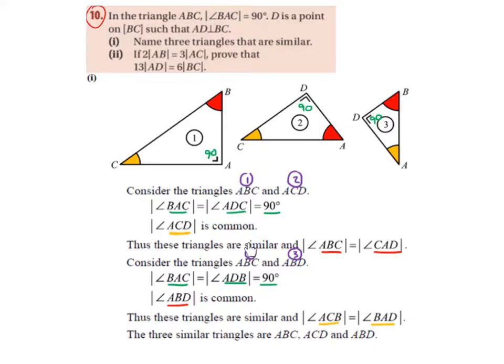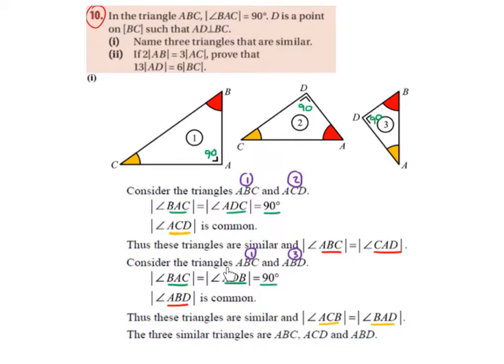So thus the triangles are similar, which means they have 3 equal angles, and the angle ABC, this angle here in red, is equal to the angle CAD, this angle here in red. Since they're the only remaining angles left in the triangle, they must automatically be equal as well.